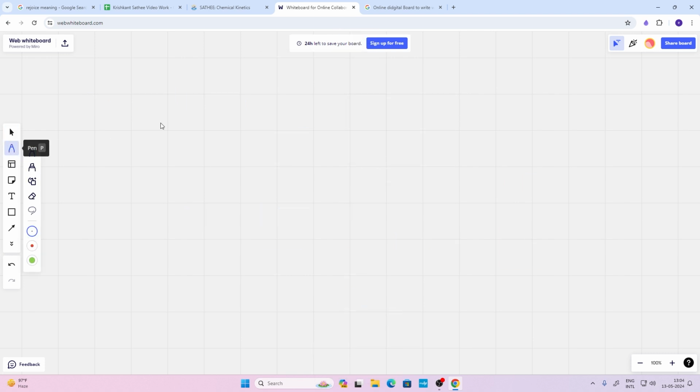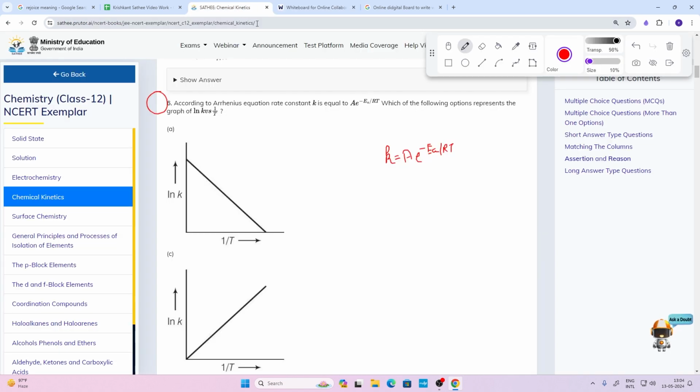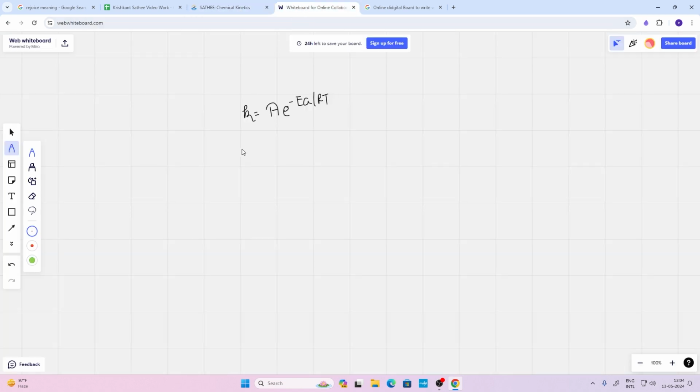Our equation is simply K is equals to A e to the power minus EA by RT. Now we need ln K. So we'll take ln on both sides, ln K, and this will be ln of A e to the power minus EA by RT. Good enough. Now we know that ln AB can be written as ln A plus ln B. So I'm using that same property of logarithm.